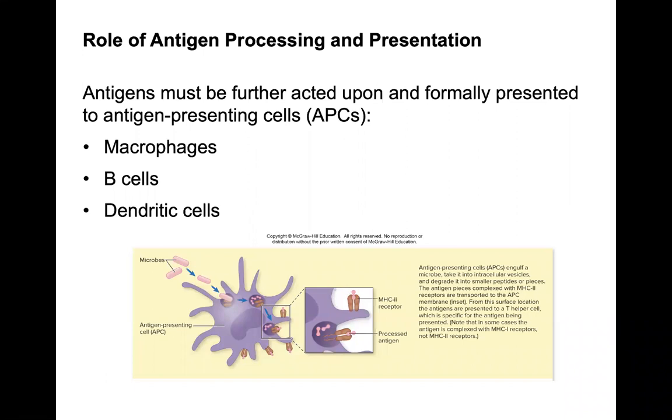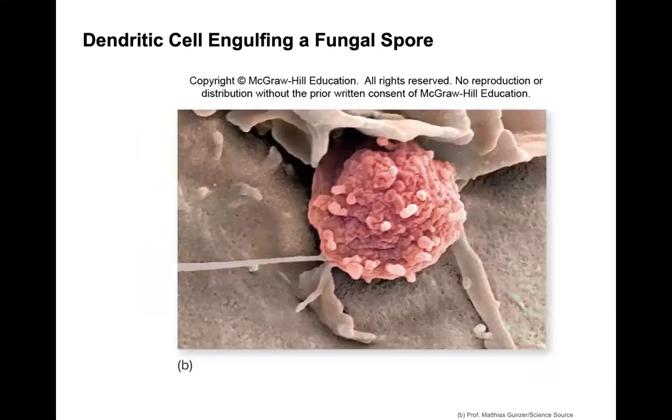From this surface location, the antigens are then presented to a helper T cell, which is specific for the antigen being presented. Here we can see a particular dendritic cell, which is a macrophagocytic cell, engulfing a fungal spore.